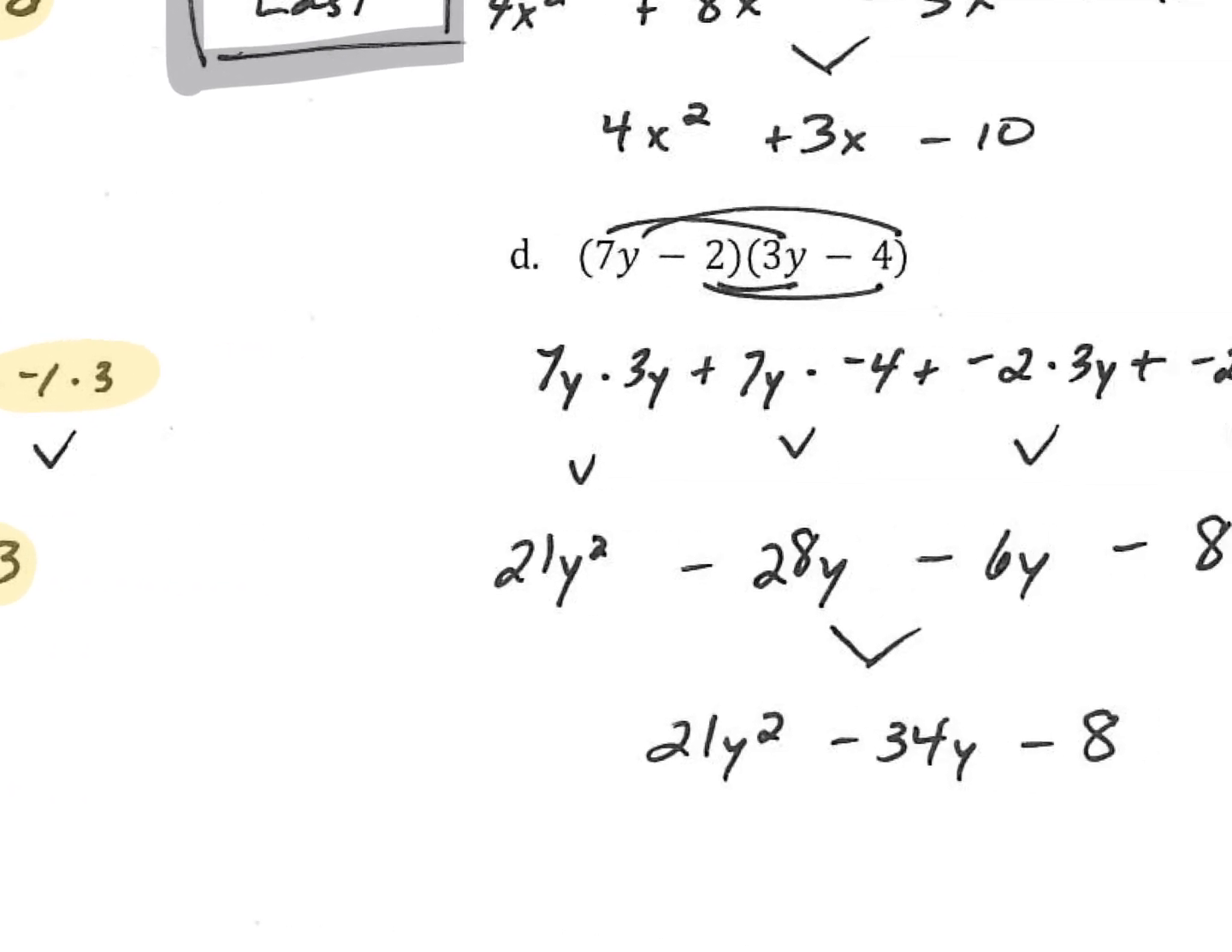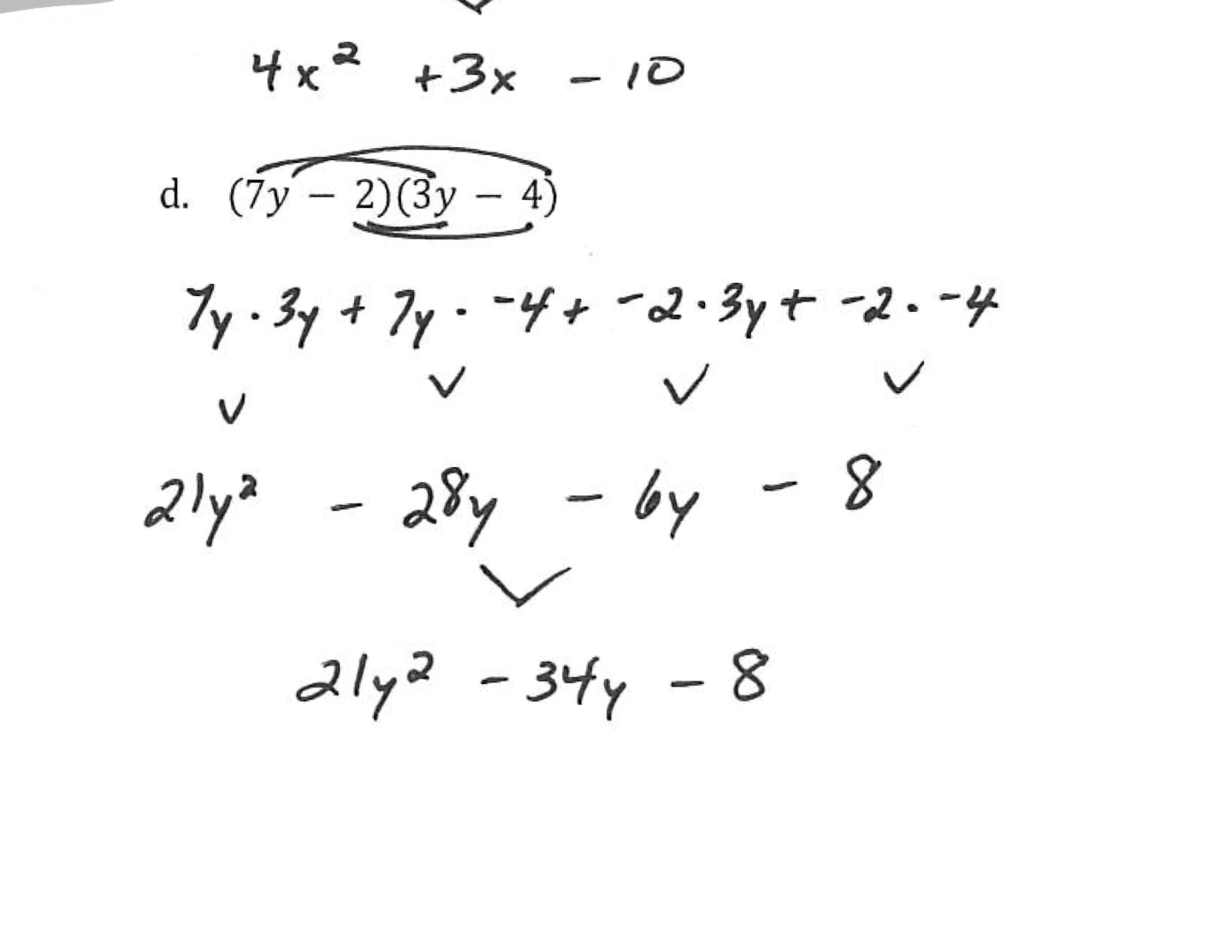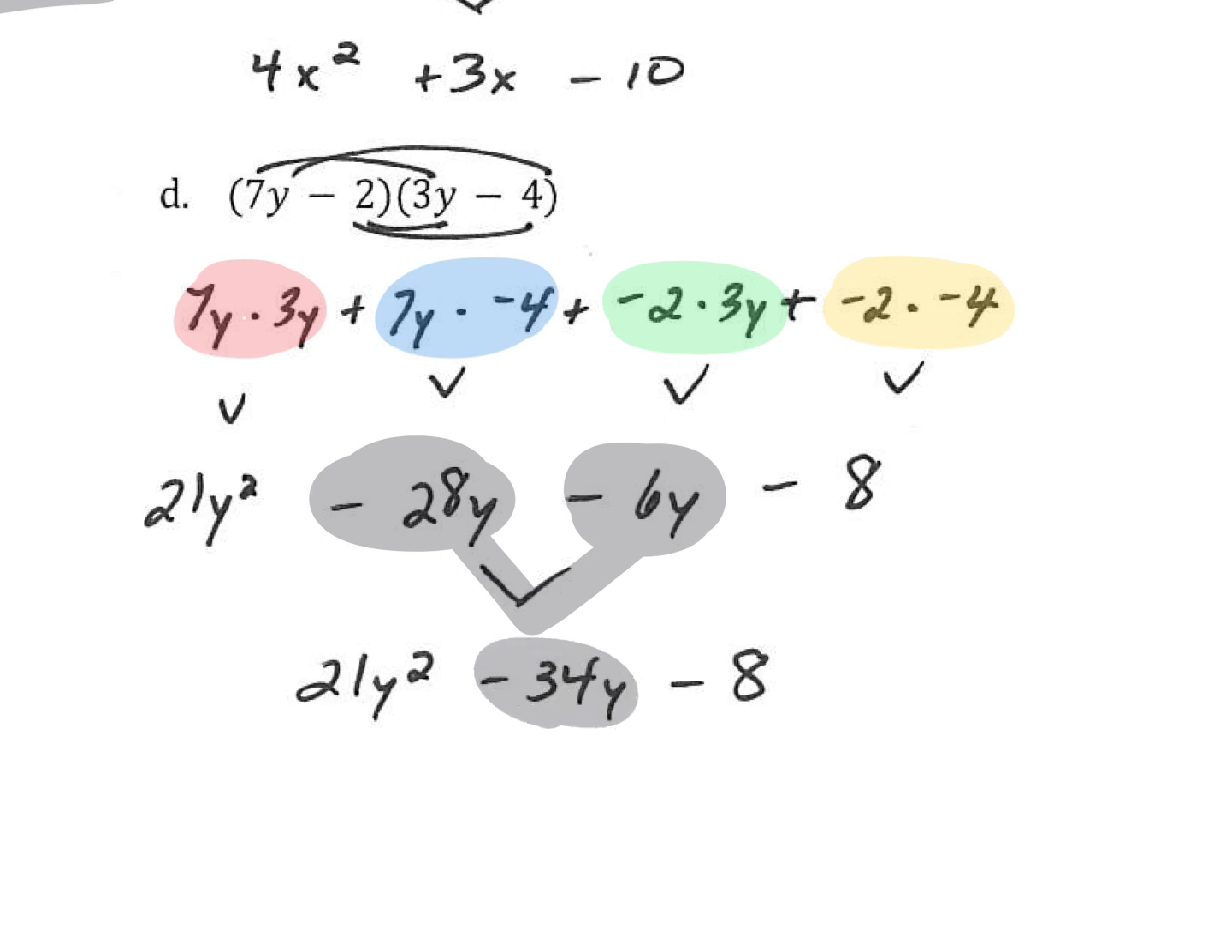So the final example to look at would be example D. Go ahead and copy that one down. Just make sure you are seeing how we get first, outer, inner, last. First is when we multiply the first two terms together. Then the two inner, then the two outer, then the two last. Make sure you always combine like terms. Like terms get combined on this problem to be negative 34y.